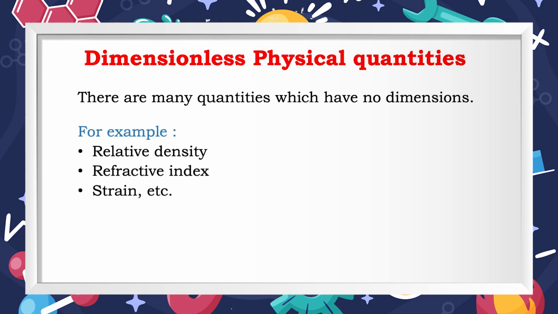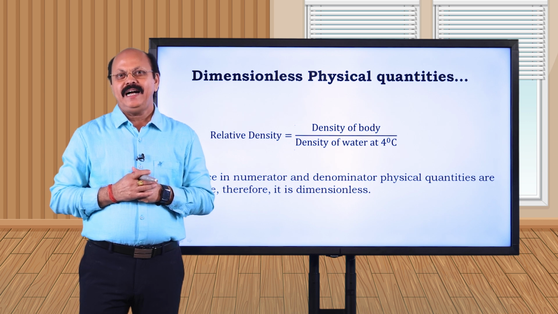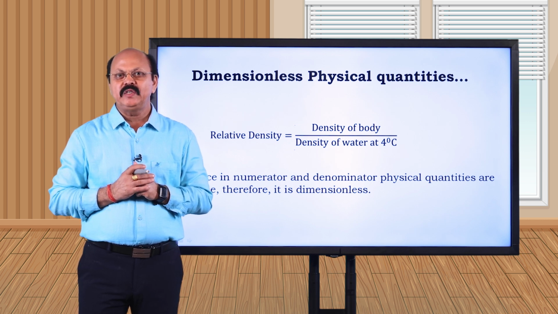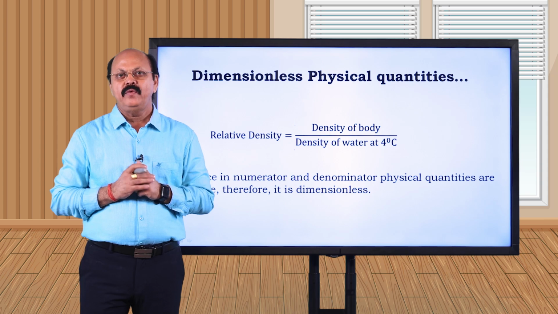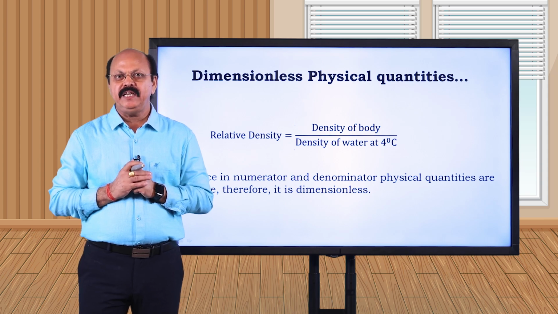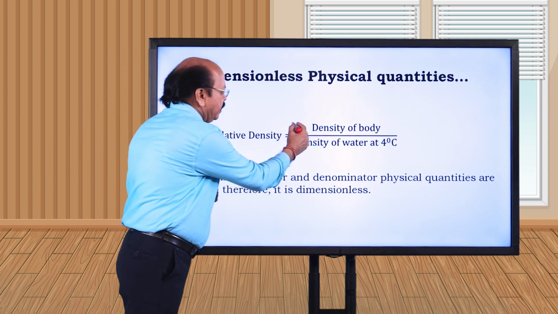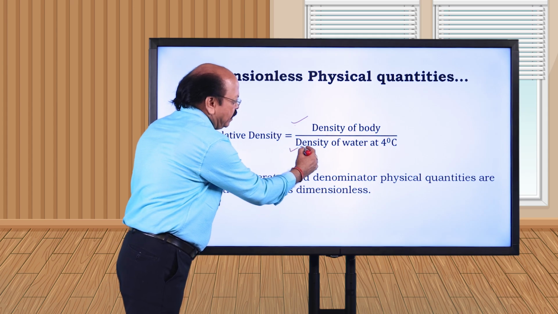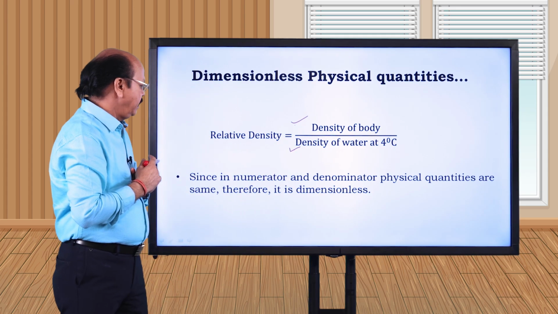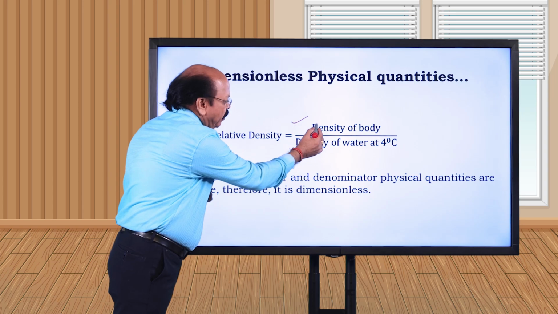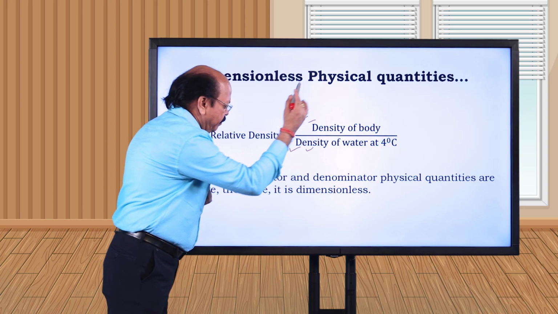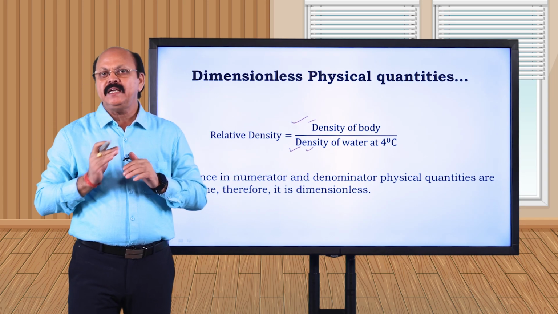For example, some dimensionless quantities are here, like relative density, refractive index, strain etc. We should understand why these quantities do not have dimensions. For example, relative density equals the density of a body divided by the density of water at 4 degrees Celsius. Since the numerator and denominator have the same physical quantity, it is dimensionless.